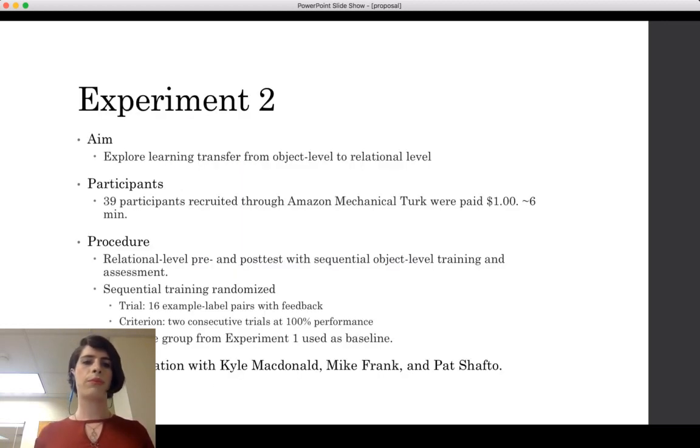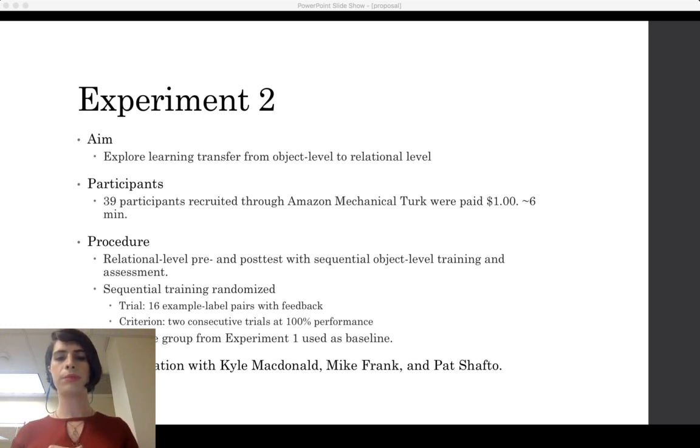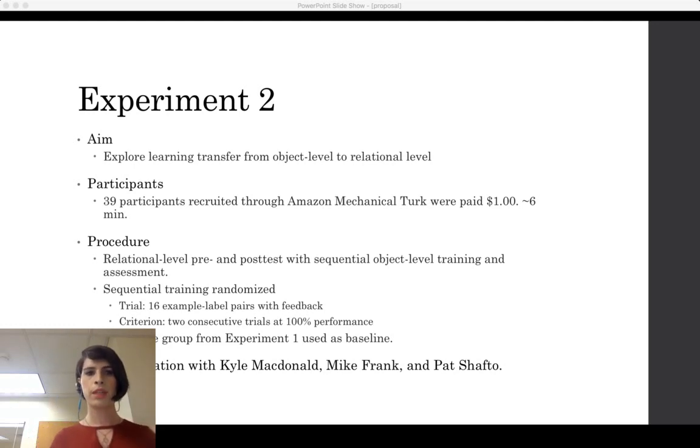Okay, so experiment 1 indicated that perhaps learning at the object level does not lead to learning at the relational level. But this is a difficult thing to know exactly without actually measuring learning at the object level in order to compare it with the relational level. So for experiment 2, I replaced the training phase with a design that allows us to actually measure that learning at the object level. This design was within subjects. Participants were again recruited through Mechanical Turk.